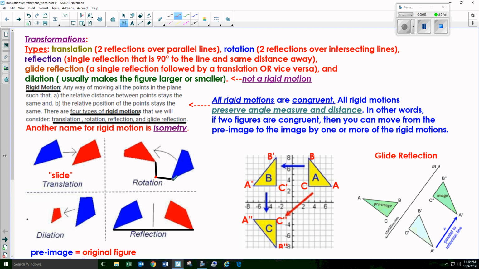If I was doing this by hand, I could connect any two corresponding points. So I just chose that one and the corresponding point to it, and connected it to the center of rotation, the point they gave me. Now I would take a protractor and measure that angle, and that's how many degrees it was rotated. We are not going to be focused on using a protractor.